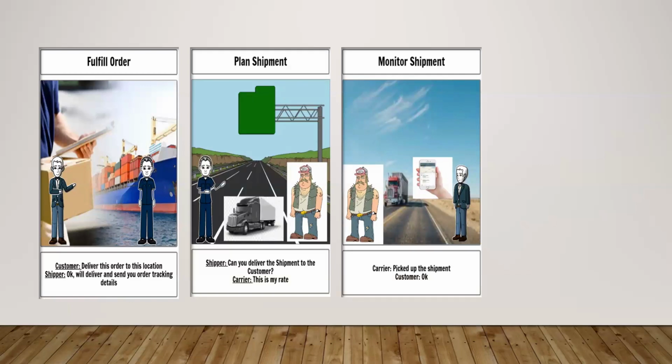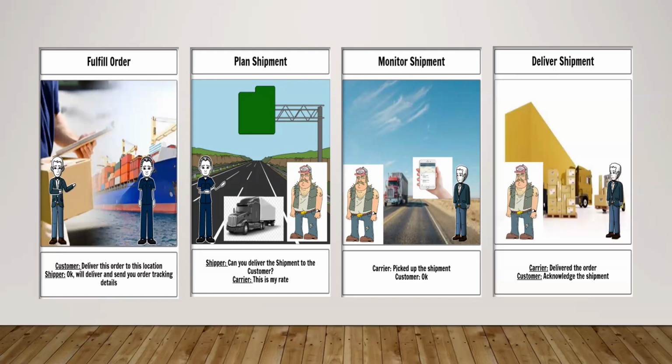Then once the carrier picks up the shipment from the warehouse, they send the status back to the customer who placed the order, the shipper, saying that they picked up the shipment. And once they deliver the shipment to the customer's end customer, they provide the status back to the customer, and the customer acknowledges it. So this is the functional overall flow.